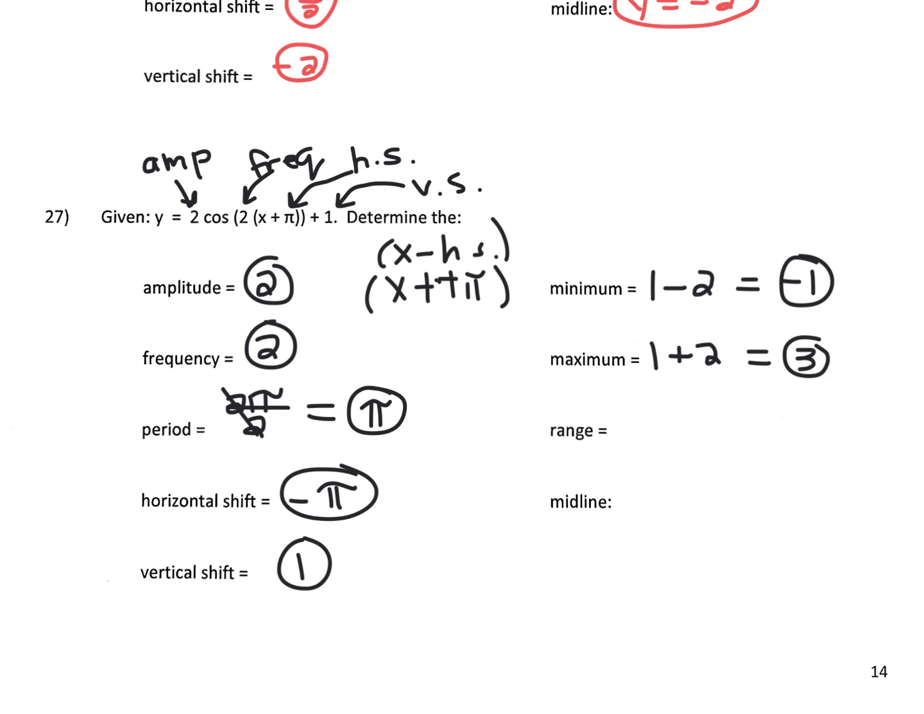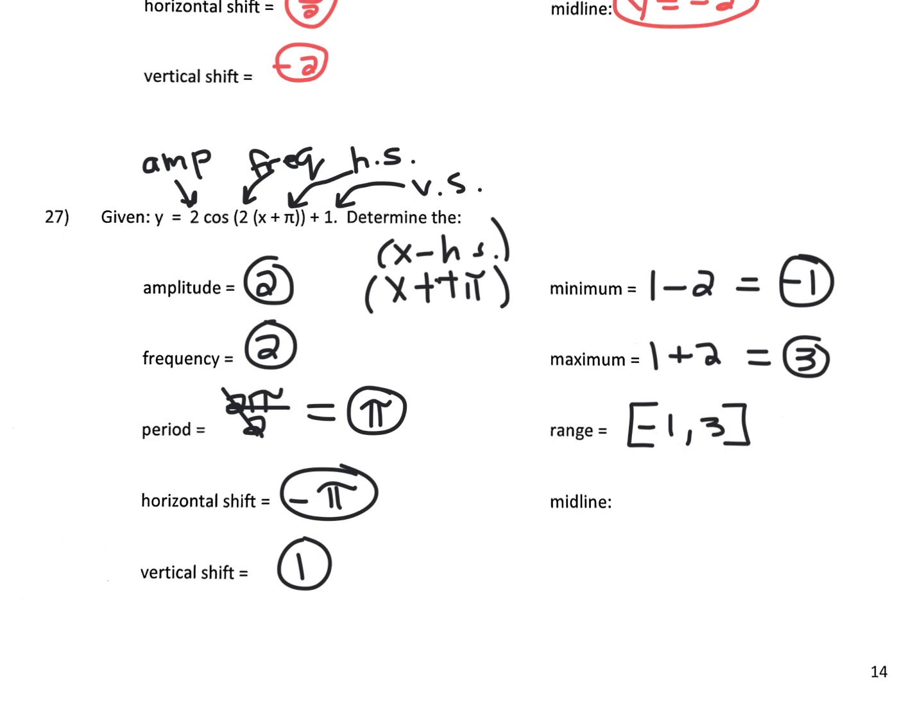So as far as the range goes, we know the range fluctuates between the minimum value and the maximum value. So our range is going to go from -1 to +3. And because the graph is actually going to hit those values, we want to put this in square brackets. That way we know that these values are included.